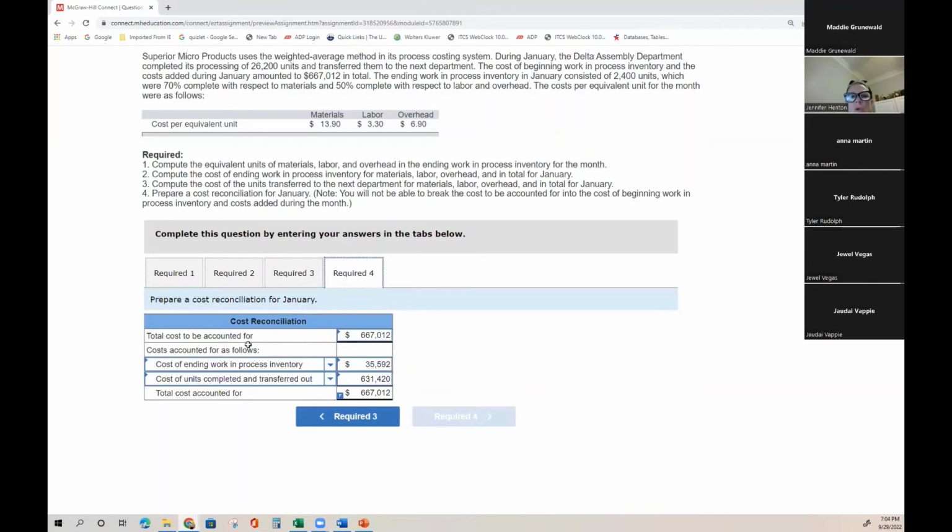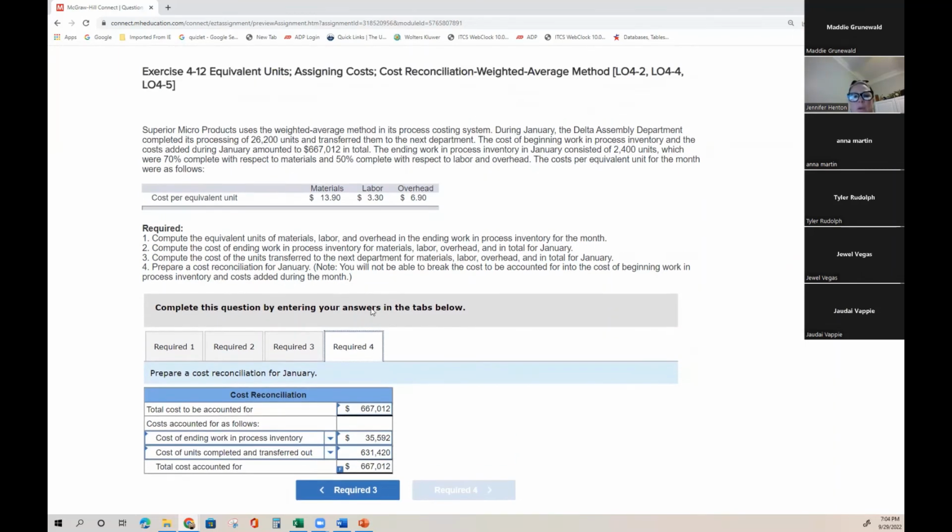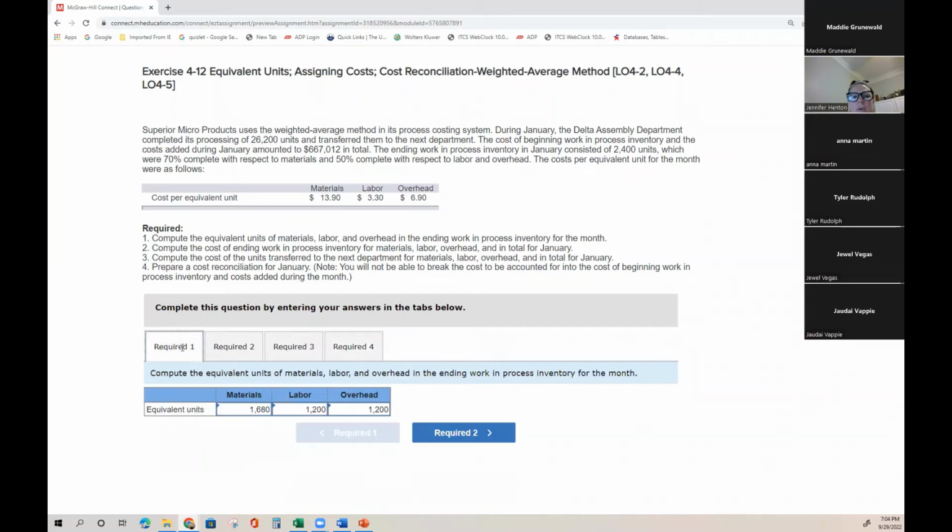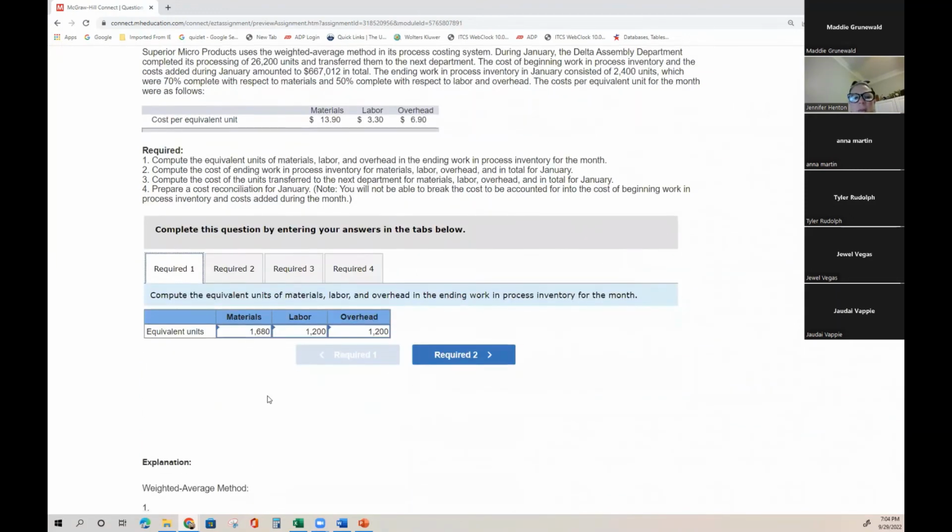So we have to know how much cost we really originally started with, which is probably given to you. And then you just did some calculations. You figured out what it was for each material, labor, and overhead based on your cost per unit. And you add all that together and you reconcile it out. That's what we did at the end. So this problem is walking you through several different steps.